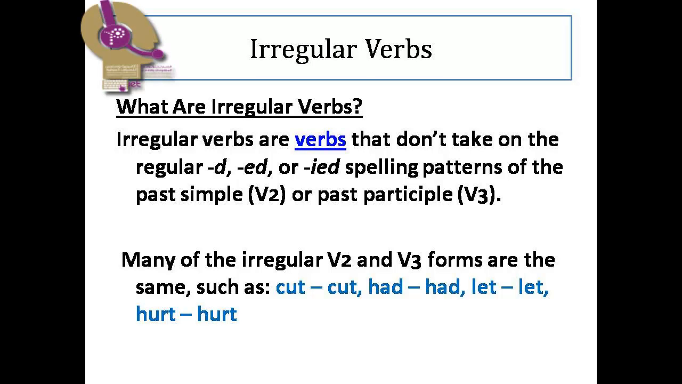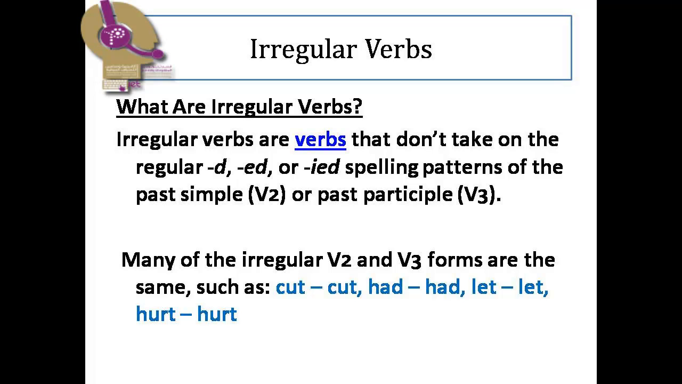Irregular verbs. What are irregular verbs? Irregular verbs are verbs that do not take on the regular d, ed, or ied spelling patterns of the past simple verb 2 or past participle verb 3. So irregular verbs have different forms.